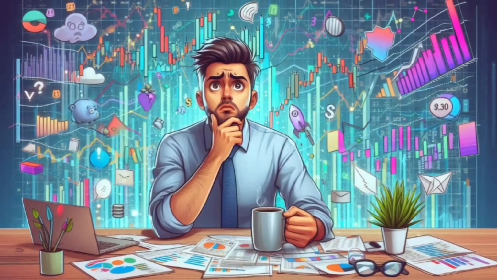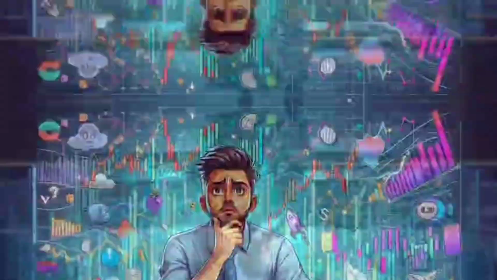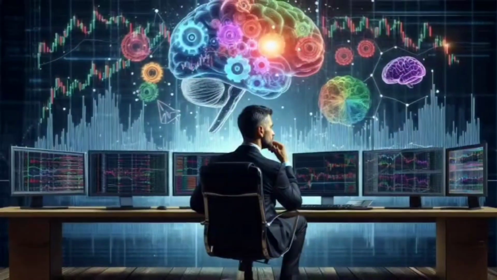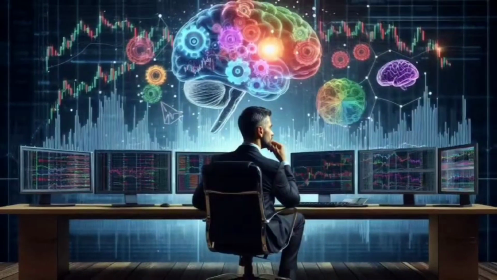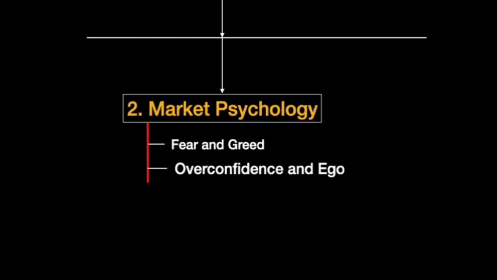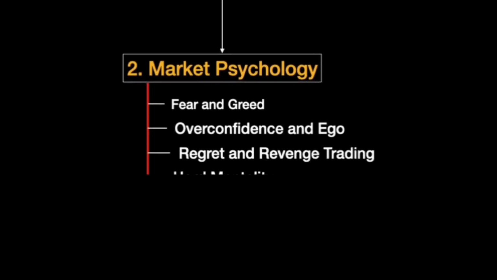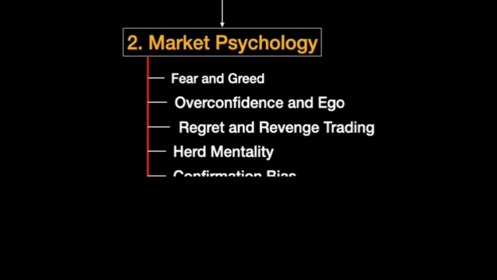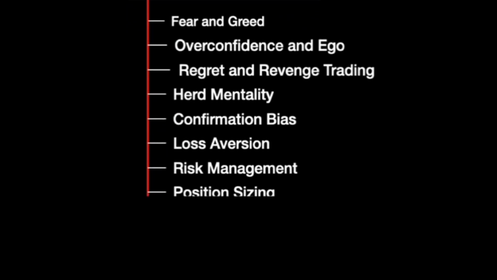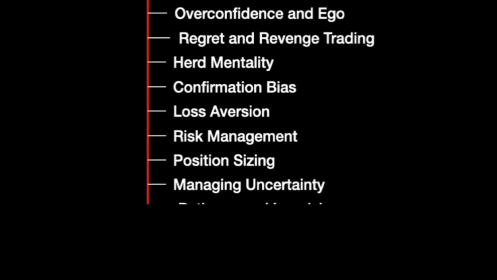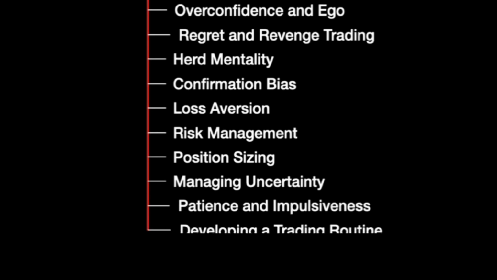Level 2, market psychology. In Level 2, we will understand how emotions, biases, and mental states influence traders' decision-making. By understanding market psychology, we can improve our performance in the stock market. Topics we will cover include fear and greed, overconfidence and ego, greed and revenge, trading herd mentality, confirmation bias, loss aversion, risk management, position sizing, managing uncertainty, patience and impulsiveness, and developing a trading routine.